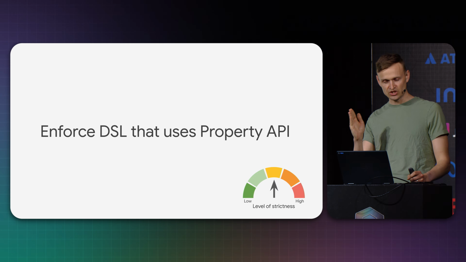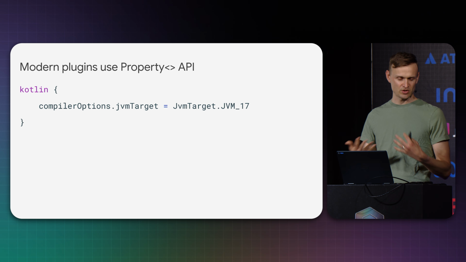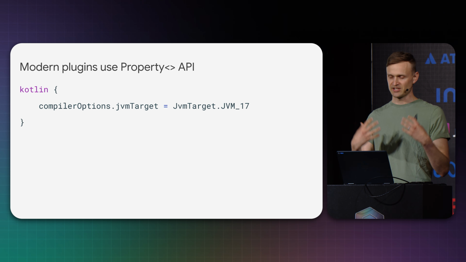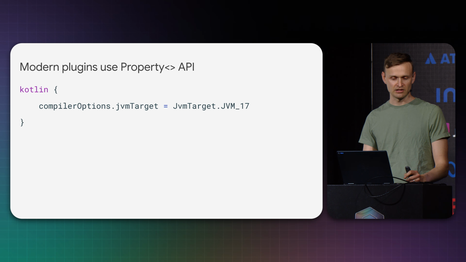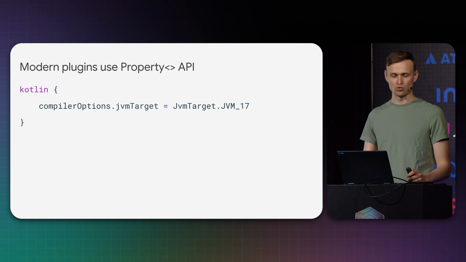So keep ratcheting up. The next thing, at a medium level of strictness, is enforcing that certain values that use the Gradle property API are locked down and users are unable to modify them. In most modern plugins these days, you use properties to define their DSL. In this example, Kotlin Gradle Plugin has a way to set the JVM target, and the user can just set it in their build.gradle file, and that's how it works.